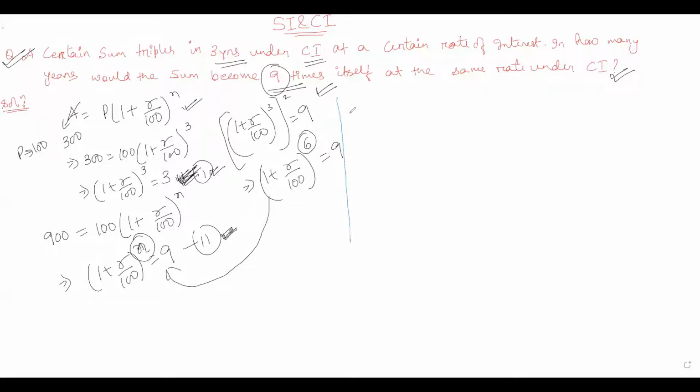The same question can be solved using logic as well. So let us see that. 100 rupees is becoming 300 rupees in 3 years. So every 1 rupee is becoming 3 rupees in every 3 years. I need to check in how much time this 100 rupees will become 900. So this 300 will become 900, that is 3 times, in another 3 years. Why? Because 1 rupee is becoming 3 rupees. So 300 will become 300 times 3, that is 900, in another 3 years. So total 3 plus 3, that is 6 years, would be the time for a sum to become 9 times itself at the same rate under CI.